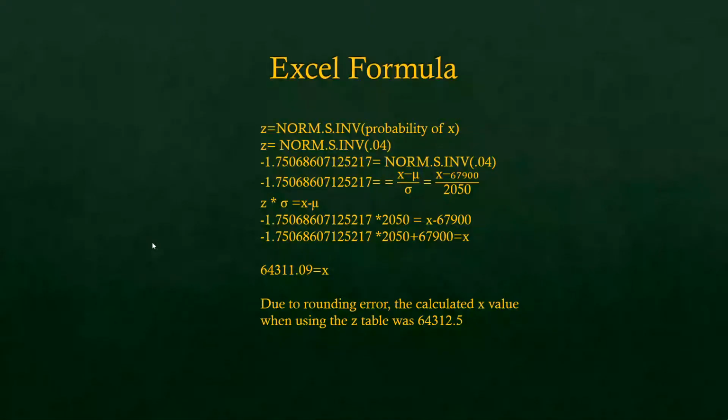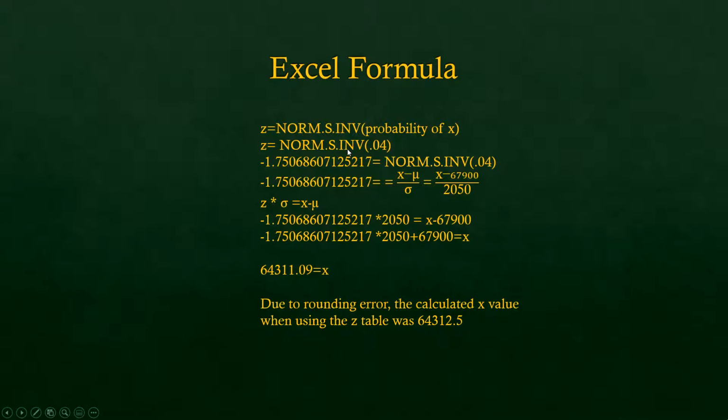Okay, if I use the Excel formula, this is what I was talking about with just how much more accurate it is. When you're dealing with rounding error, it can really mess a lot of things up. So this right here is the formula. It's to do the exact same thing, just with much more accuracy. So NORM.S.INV, and then you've got the probability of x. So you do NORM.S.INV(0.04), and that gives you the z-value that's associated with 4% being below that value.